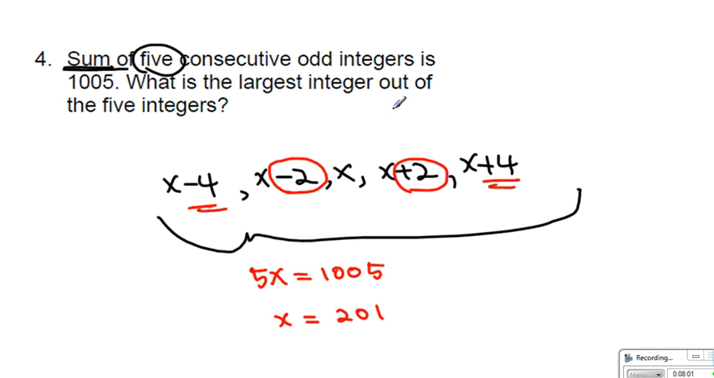And what is the largest integer out of 5 integers? So the middle one is 201. That means this one is 203, and this becomes 205. So our final answer becomes 205. There it goes.